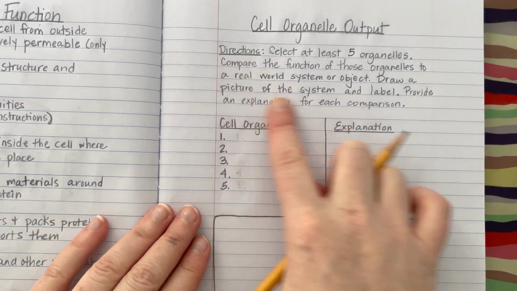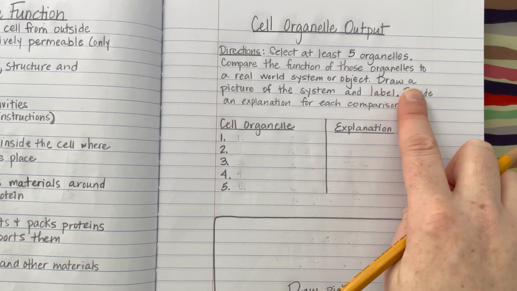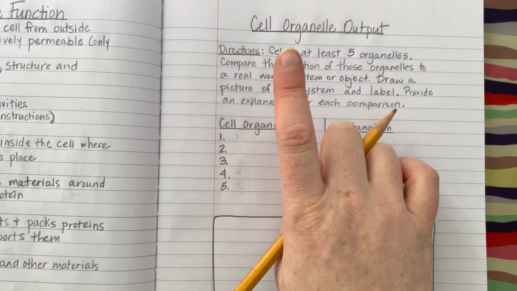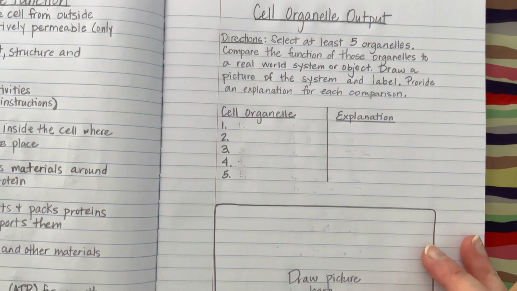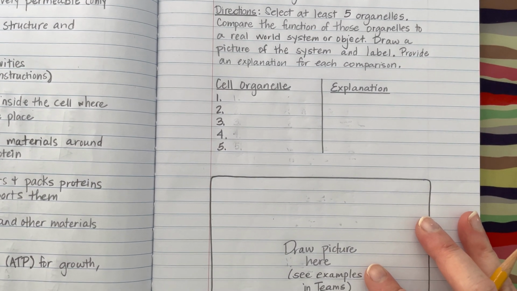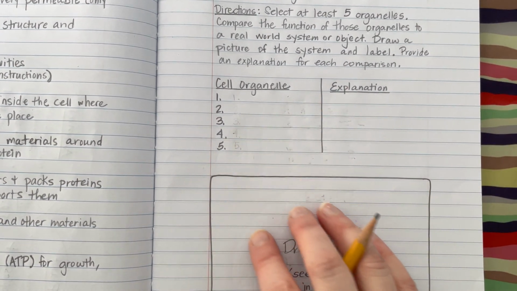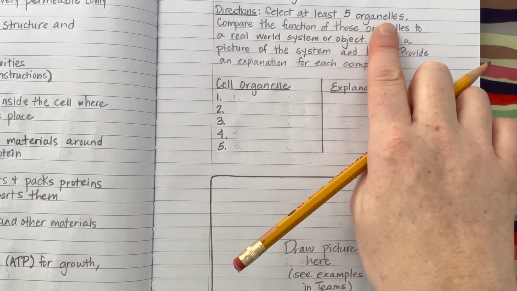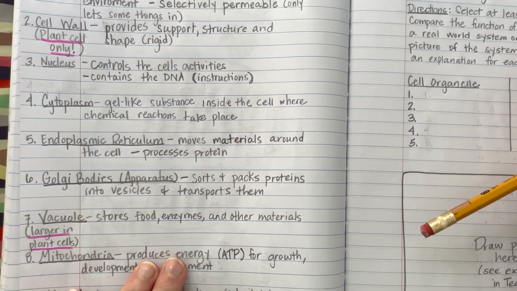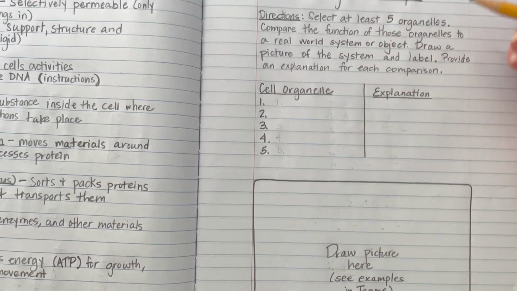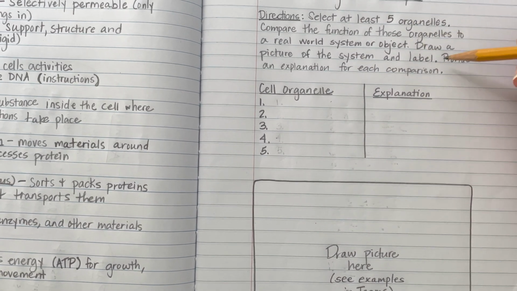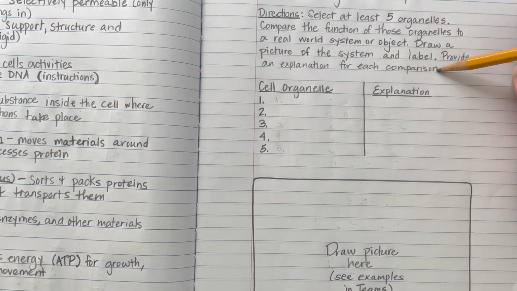Going back to our notes, we also have an output. You do not need to write these directions. I am putting them here for you, but you do not need to write them. You need the label cell organelle output. And then I'm going to talk you through the explanation, and you will set your paper up the way that I have it at the bottom. So it says select at least 5 organelles, so 5 of these. Compare the function of those organelles to a real-world system or object. Draw a picture of the system and then label. Provide an explanation for each comparison.